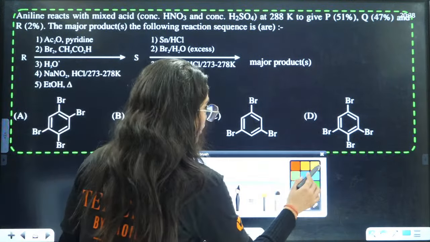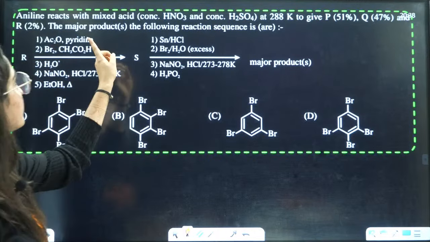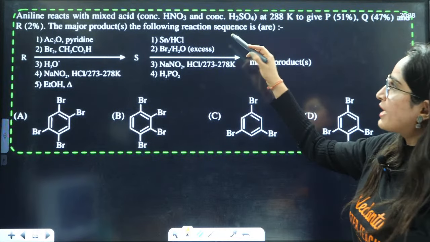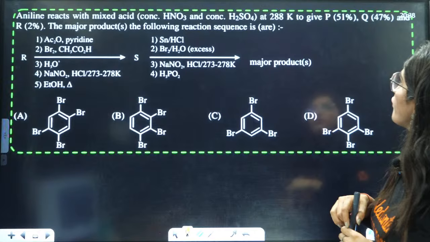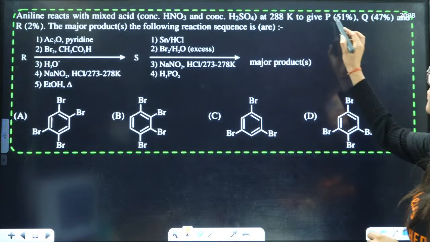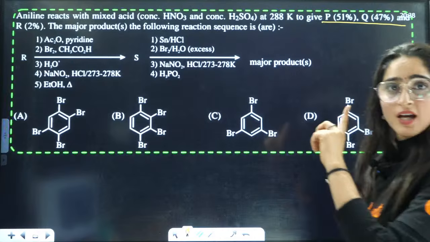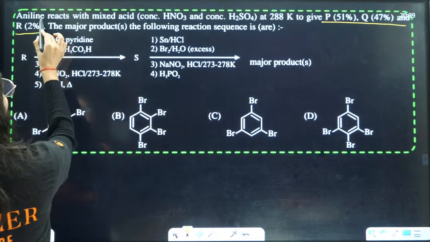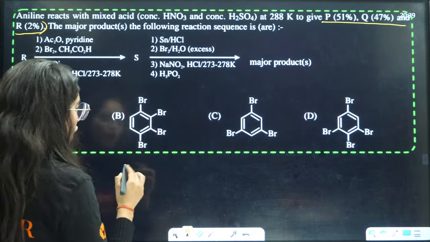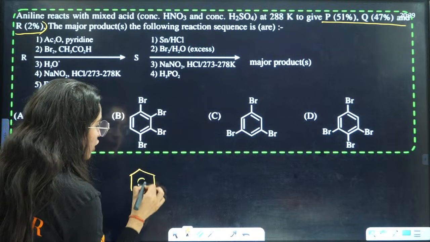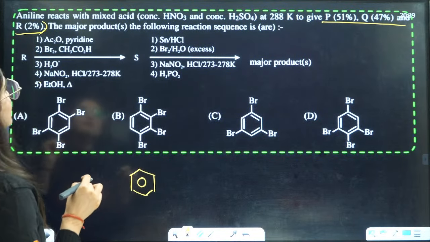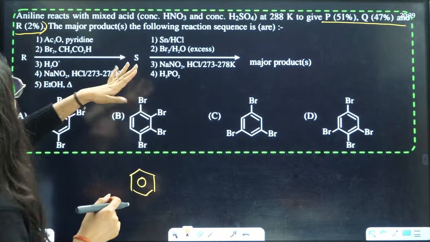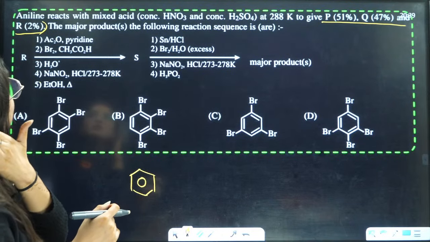Now let us do some more questions here. Aniline reacts with mixed acid. Now they are saying that aniline will react with mixed acid, concentrated HNO3 and concentrated H2SO4 to give P, Q, and R. This we have done. I told you that you need to remember the percentages also. They are saying that 3 products are formed when it is nitrating. We know which is the product that is formed in 47%, because they are saying the major product of the following sequence.